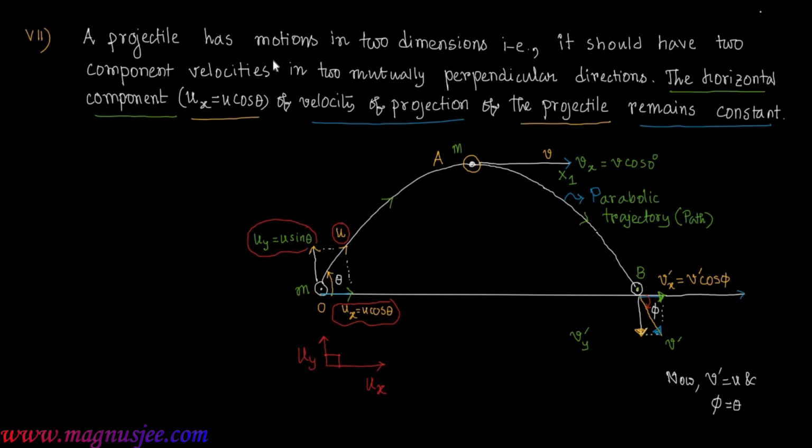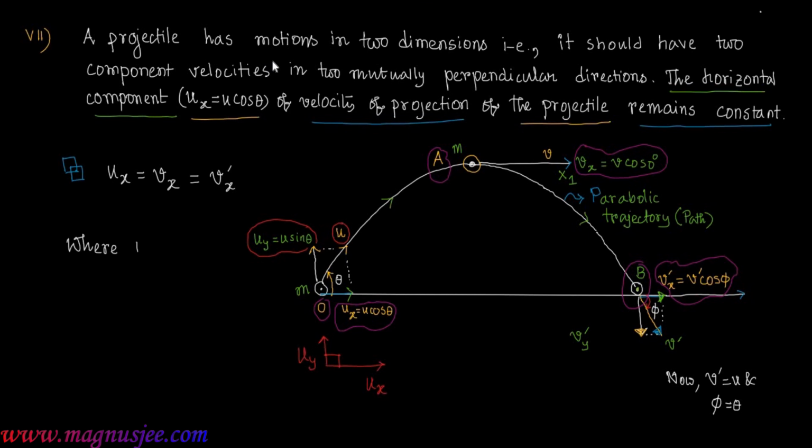Now the horizontal component of the velocity at the initial point O is Ux equal to U cos theta, which will be equal to the horizontal component of velocity Vx, equal to V cos 0 degree at the highest point A, and that will be equal to the horizontal component V prime x at the final point B. The important thing is that the horizontal component of velocity of the projectile remains constant. Therefore, Ux is equal to Vx is equal to V prime x, where Ux is equal to U cos theta, the horizontal component of velocity at the initial point O of the projectile.